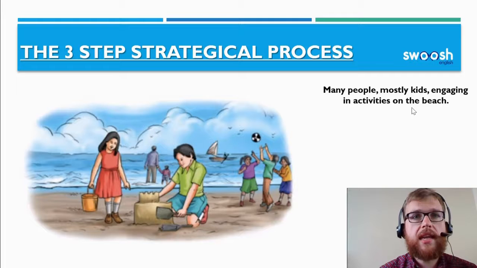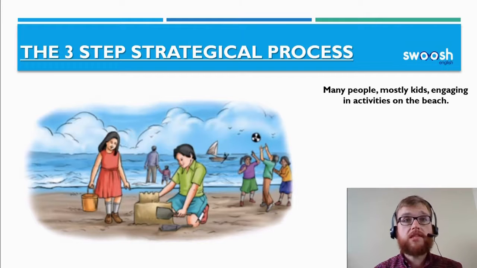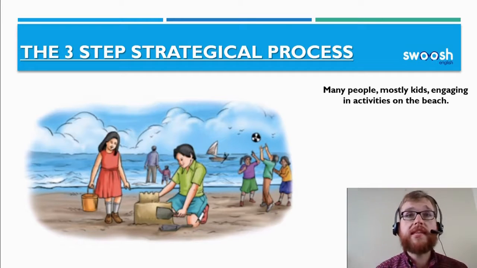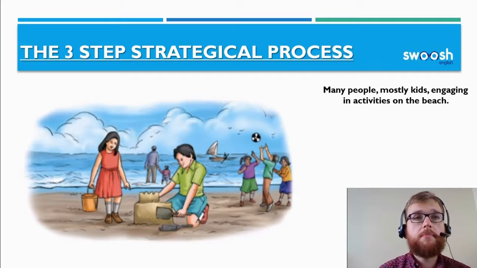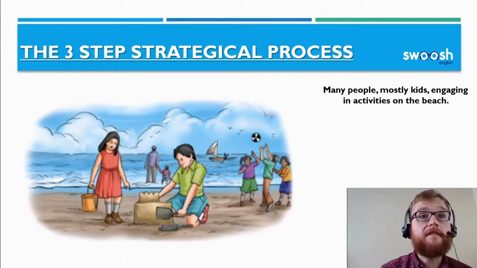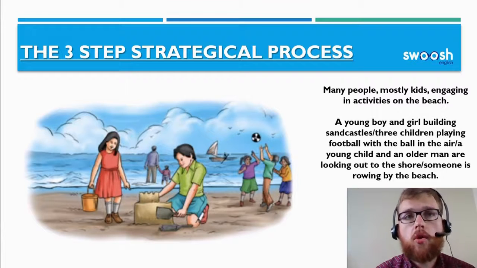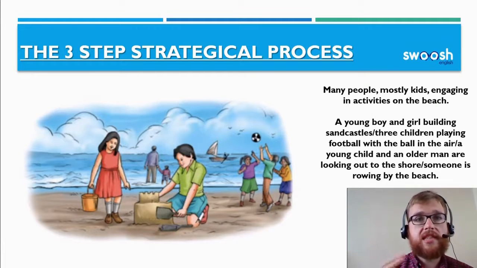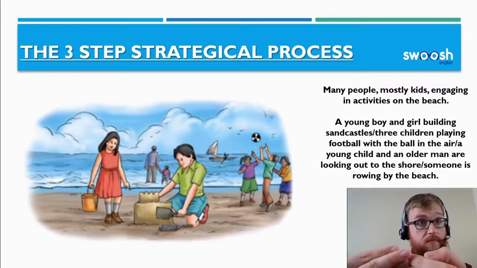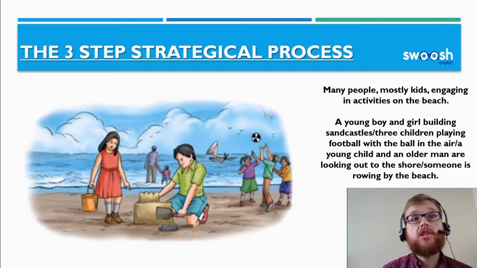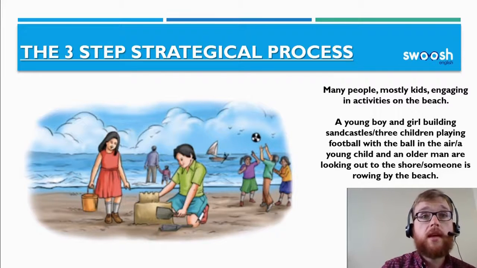Okay, so we can see that overall, we can talk about the scene in terms of that there's many people, mostly kids, engaging in activities on the beach. It is a beach scene by the coast, and there are many people doing various things. There is a young boy and girl building sandcastles at the very center of the image at the front. The boy, we can go into more information, talk about how the boy is kneeling over and the girl is bringing a bucket of water to him.